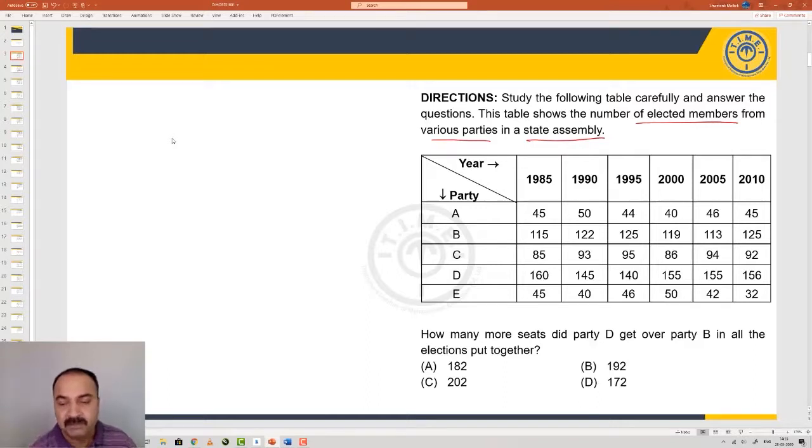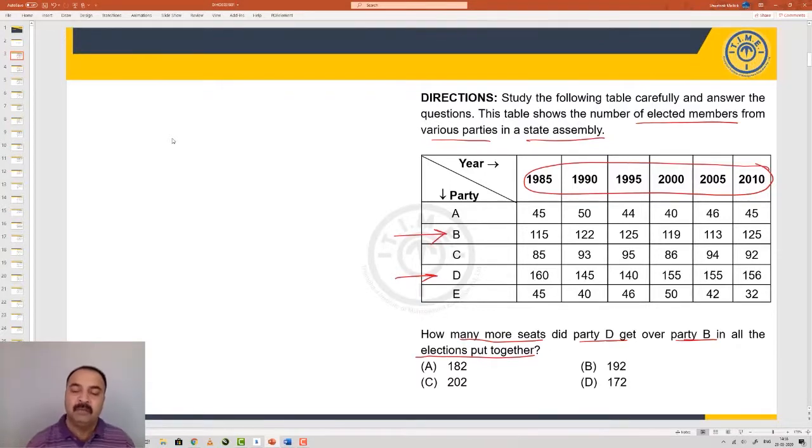Let's look at the first question. How many more seats did the party D get over the party B in all the elections put together? That means I want to put together all the elections and I want to look at the total that the party D has and the total that the party B has. And we want to find out how many more did D get over the party B. So we'll have to total up the values for B and D. Let's look at how do we do this.